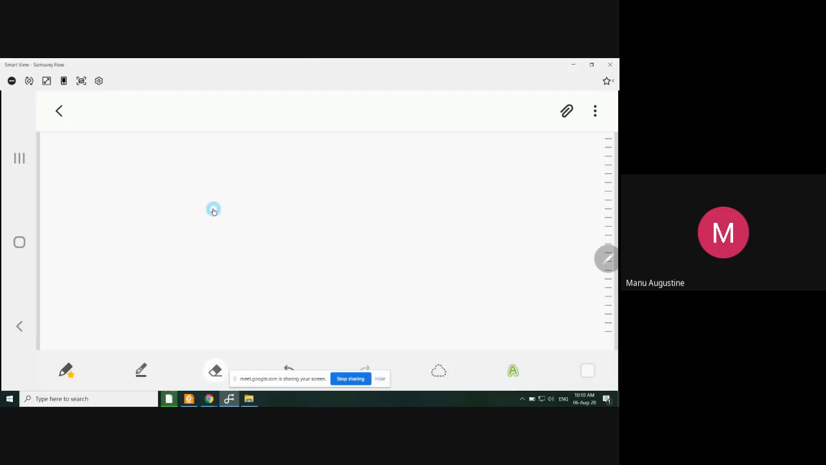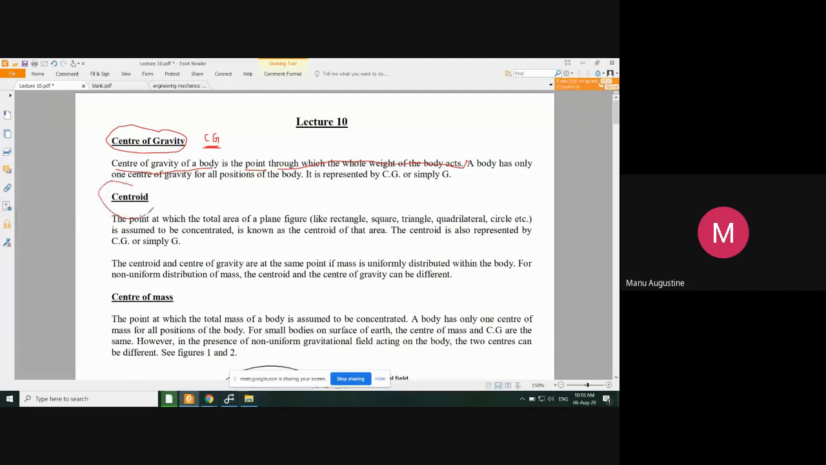Okay, before proceeding, let us find out what are the other terms that we need to learn. Centroid. Centroid is a term that is generally used to replace center of gravity. So many people use centroid instead of center of gravity. But you should very clearly understand that there is a slight distinction between these two terms. Center of gravity and centroid are not always the same. So let us see what a centroid is.